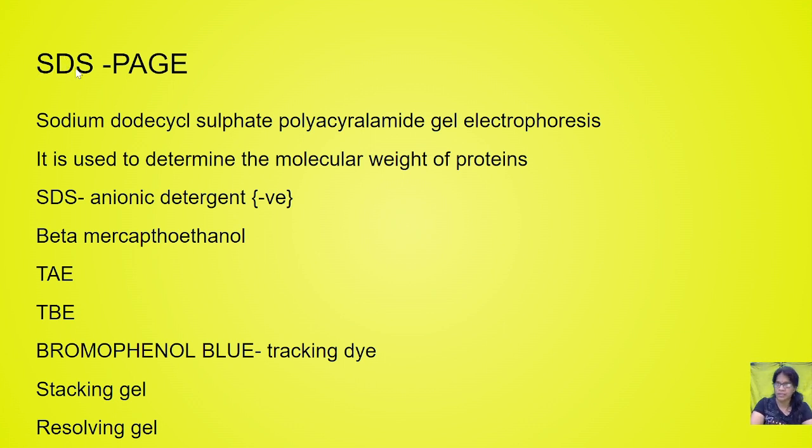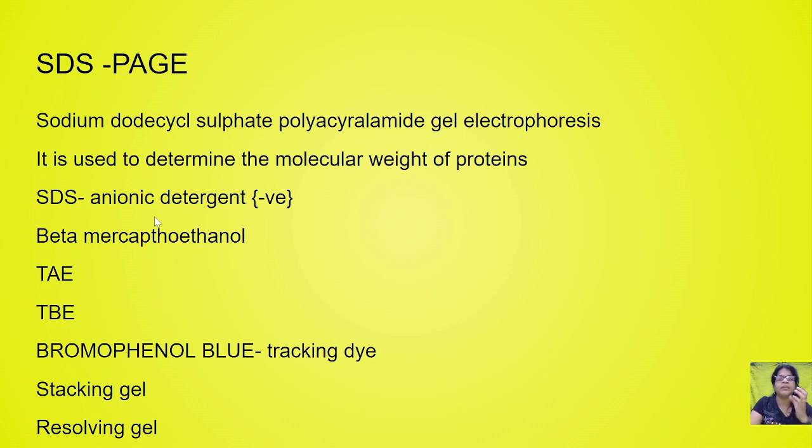What is sodium dodecyl sulfate? Sodium dodecyl sulfate is an anionic detergent. The protein sample generally has many bonds in it, like hydrogen bonds, disulfide bonds, and hydrophobic forces between the amino acids in the protein chain. All of these have to be denatured and made into a primary linear form, and it should have a charge for the separation. For that to happen, we have to add sodium dodecyl sulfate, which is an anionic detergent.